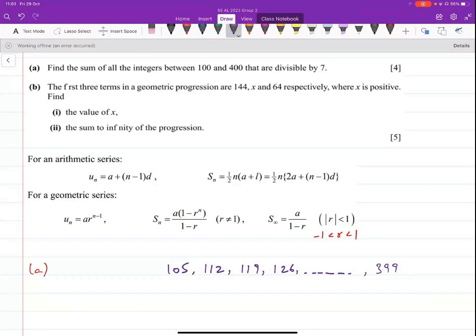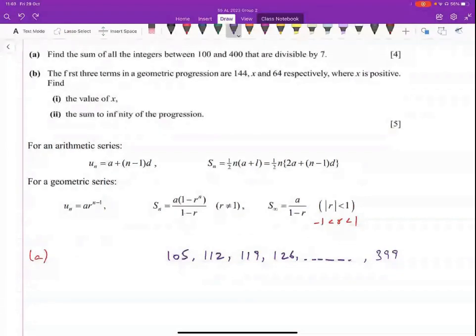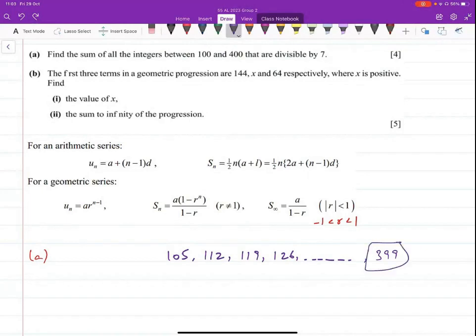Okay. So this is the sequence. Right? आप क्या करोगे? You start from 100. You start looking for the multiples of 7. The first multiple of 7 that you get is 105. So that's where the sequence starts from. And for the end, you start from 400 and you go backwards. 400 को check करते हो, that's not divisible by 7. उससे नीचे आपके पास 399. Well, that is divisible by 7. So that is your last number in the sequence.